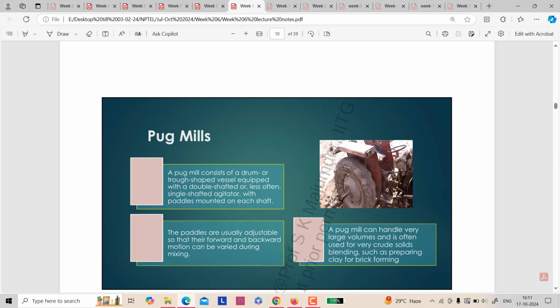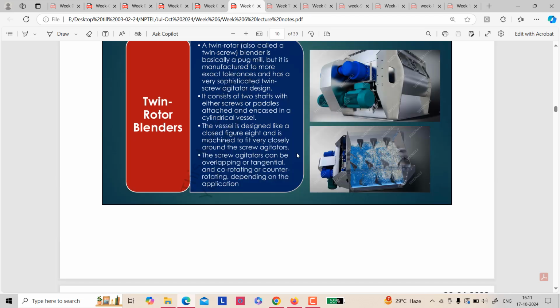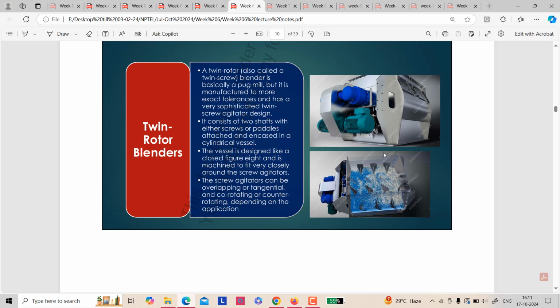This is a pug mill. This is a twin blender. You can see there are twin blenders. Right here, from here there is also a blender. From this side also there is a blender.